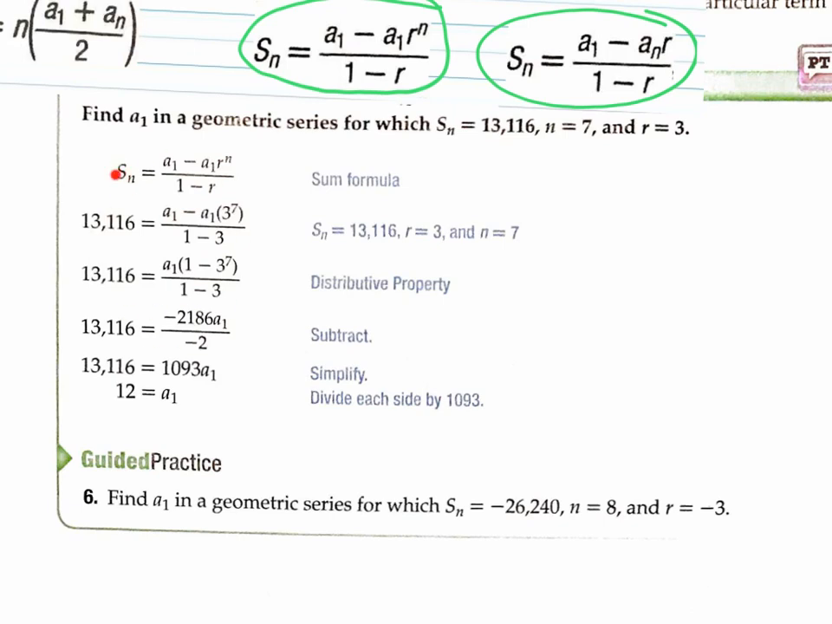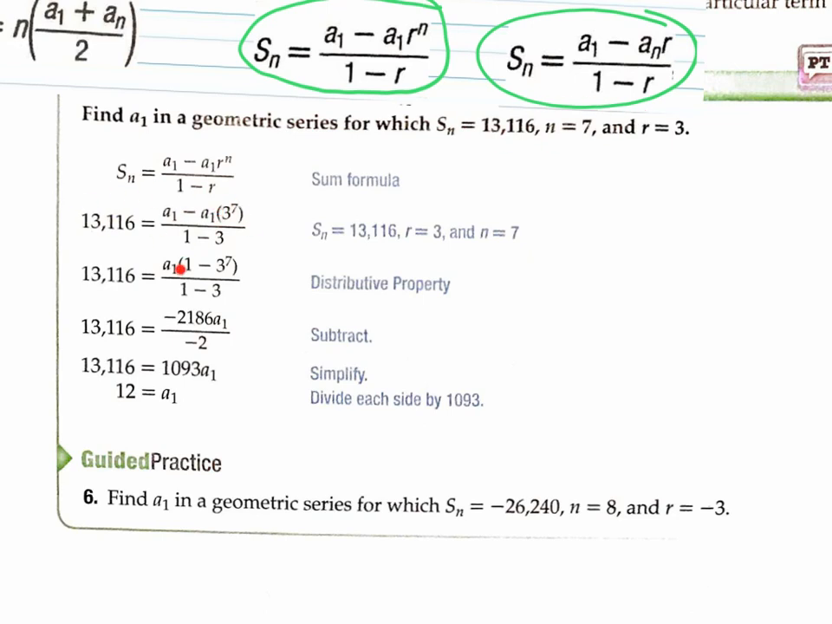So S sub n, they give you that answer, so they plug that right into S sub n, right? A sub 1 we don't know, so they leave it a sub 1. And notice that one also says minus a sub 1, so we leave it minus a sub 1. Why? Because we don't know what a sub 1 is. That's what we're trying to find out, the first term on our list. We do know that the common ratio is 3 and that the n is 7. So plug in 3 for r, 7 for n, and you get 3 to the 7th, right? So when we plug in what they give us, we end up with this.